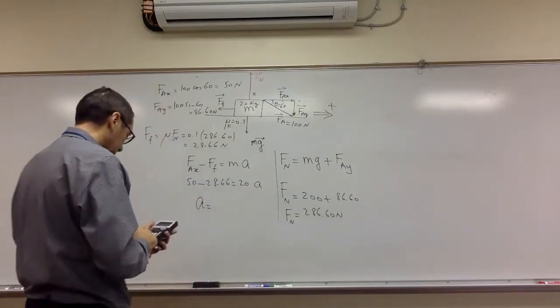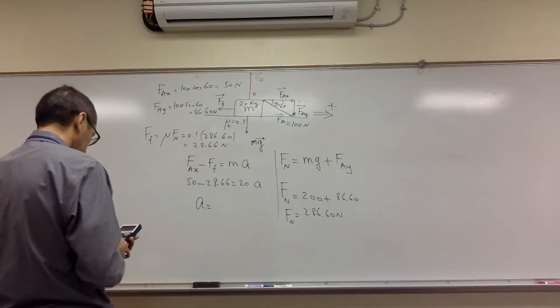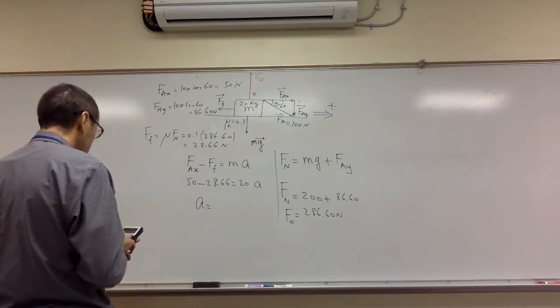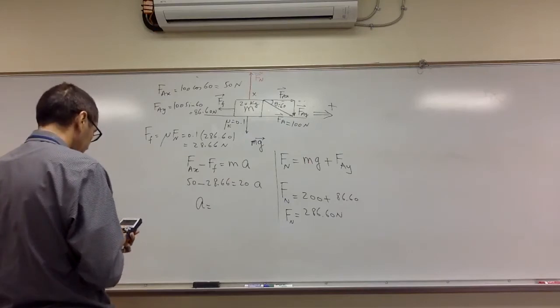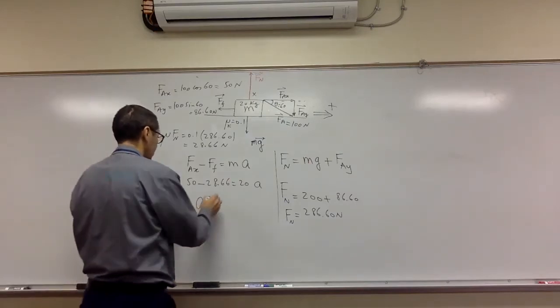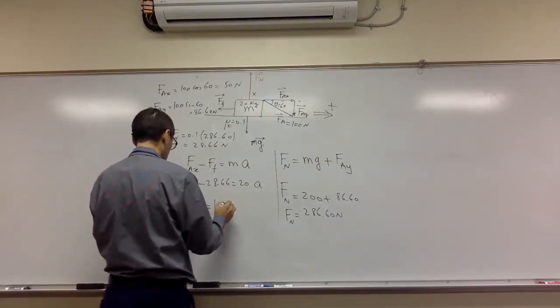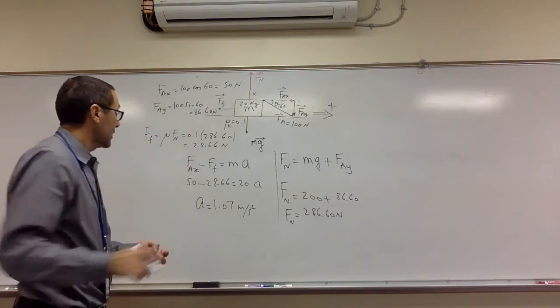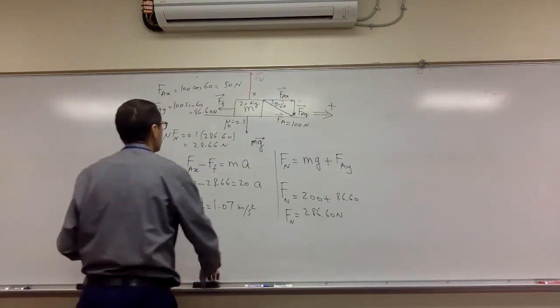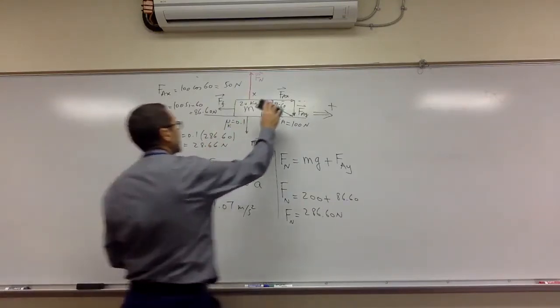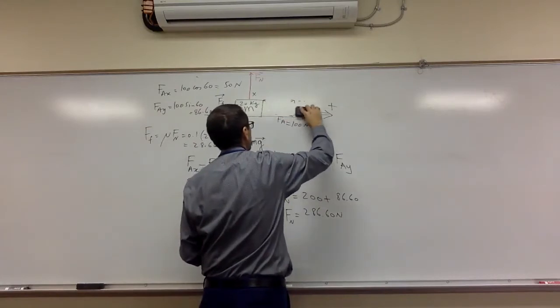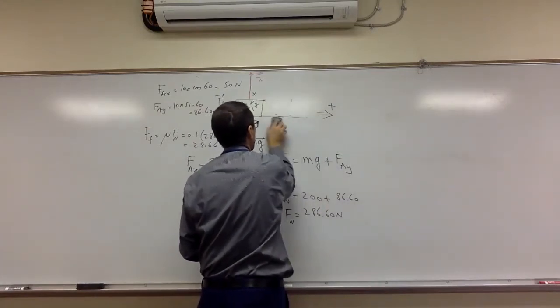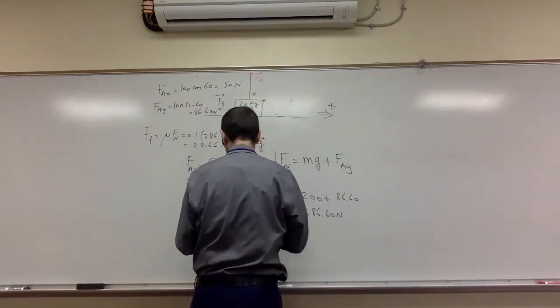So I take out my calculator here. I get 50 minus 28.66. I divide that by 20, and we get an acceleration of about 1.07, I guess, meters per second squared. Now I'm going to redo the same exact problem, except this time I'm going to pull up on the object and see how that's going to change.